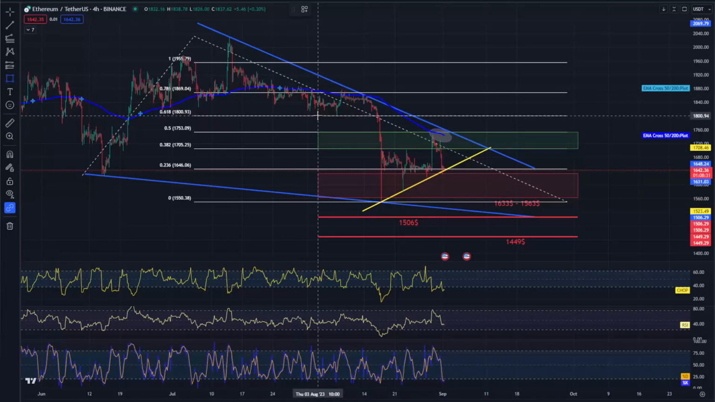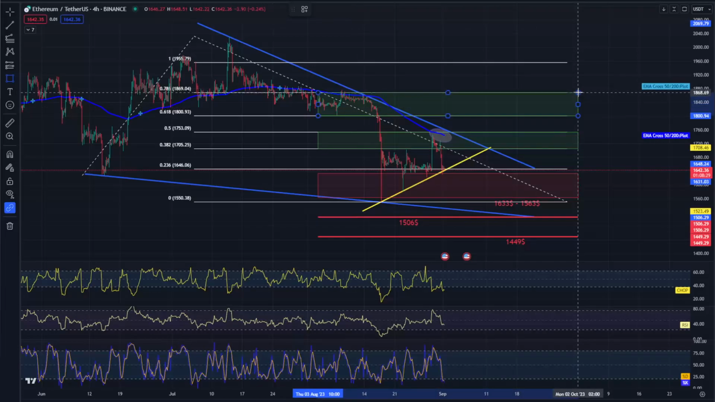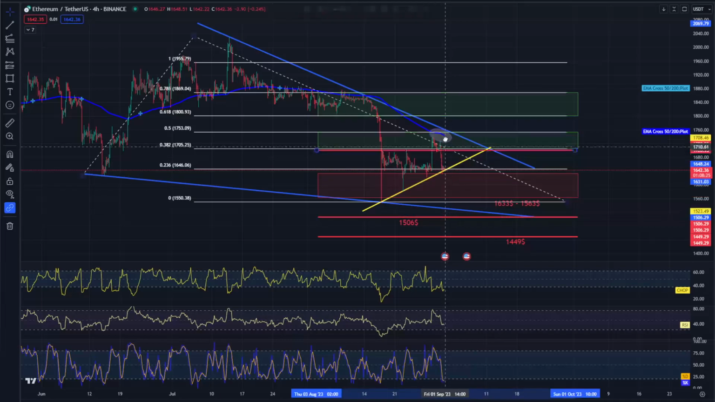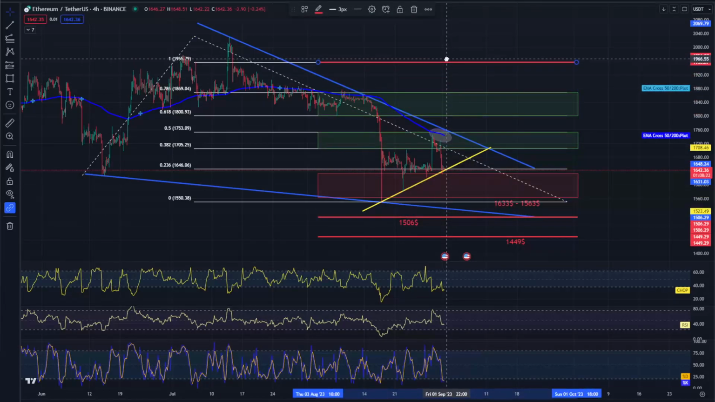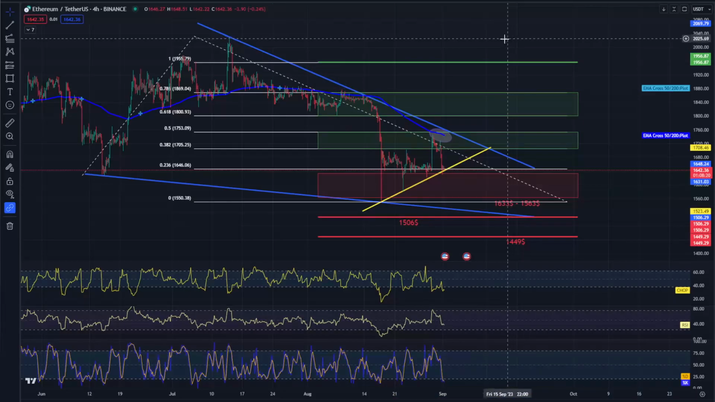Only when we break it do we have a second zone from $1,800 to $1,868, and then we will move in the direction of resistance at $1,956.